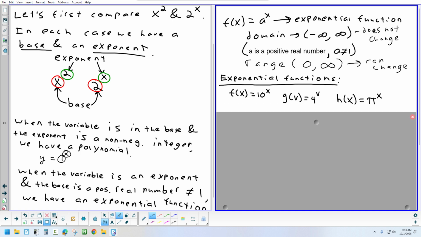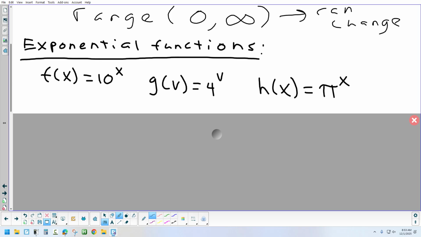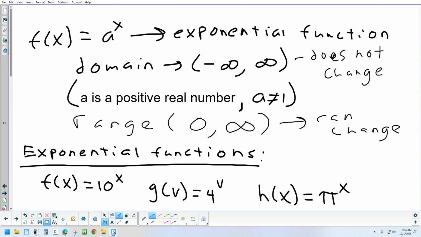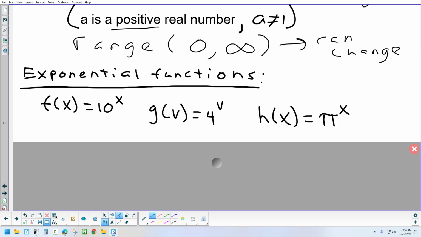So those are all just different examples of exponential functions. They all fit that definition when they have a letter as the exponent, and they have a base that is not equal to 1, and it's positive. What's the base in f of x? 10. Yeah, that's a positive real number. That's fine. How about the base in g? 4. It's a positive real number. And the base in h? Yep, pi. So the base can definitely be a fraction or a decimal, and pi is a decimal.